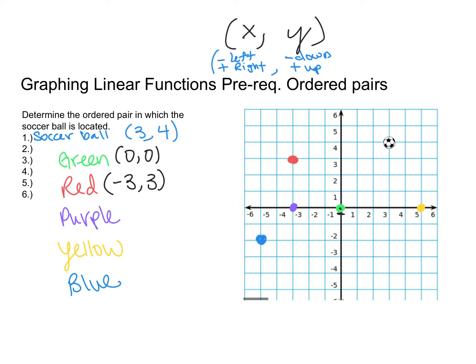And then for purple, I go to the left. When I say go right or left, you always start at the origin. I probably should have said that. You always start at the origin. So I go to the left 3 to get to purple, which would make that a negative 3. But I don't get to go up or down because it's just right there on the axis itself. So that's going to be negative 3, 0. And then for yellow, it's a similar idea. I go to the right 5 and I don't get to go up or down. So that would be 5, 0.